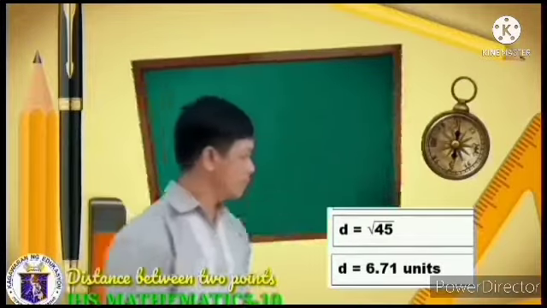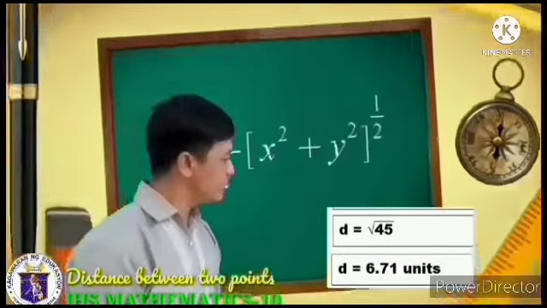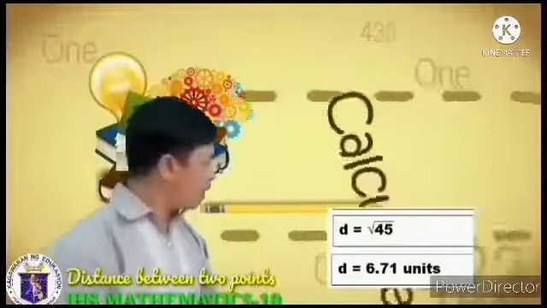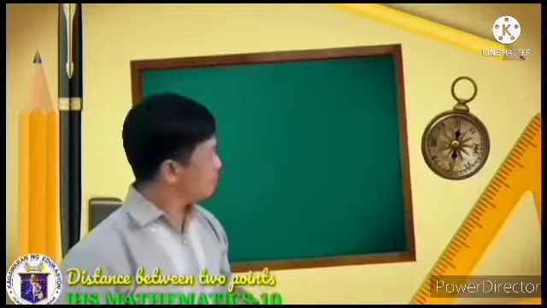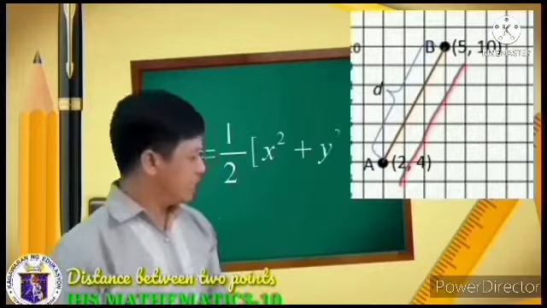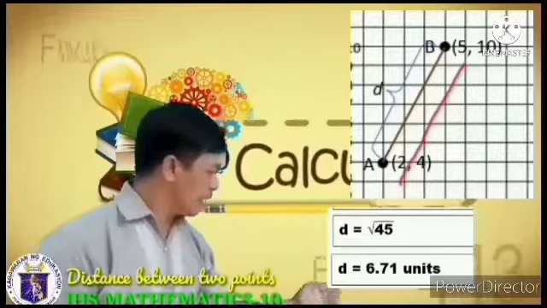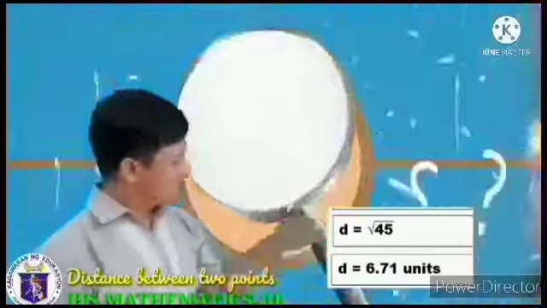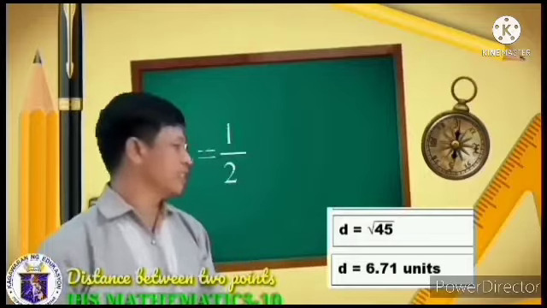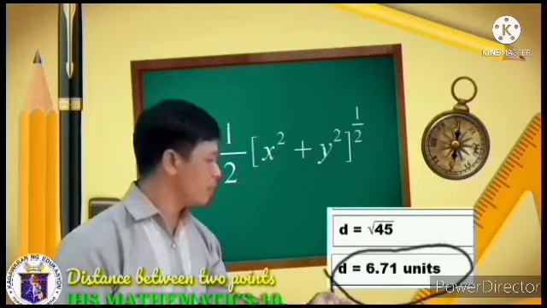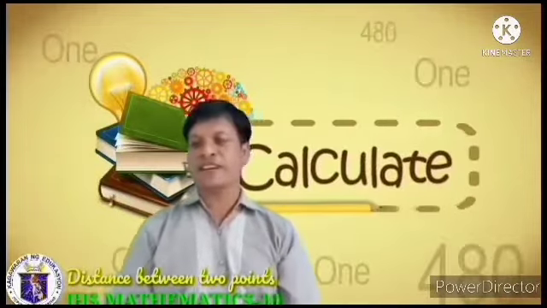Okay, very good. So, the square root of 45 is 6.708. So therefore, the distance of these two given points is D equals 6.708. So, by estimation, we get D equals 6.71 units. You understand? Okay, very good.